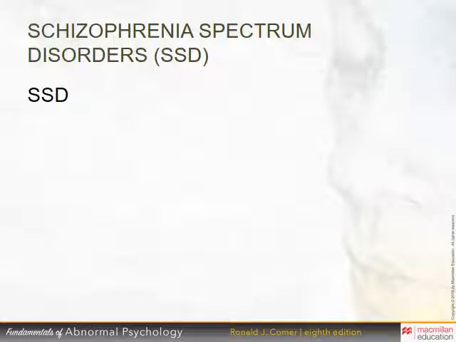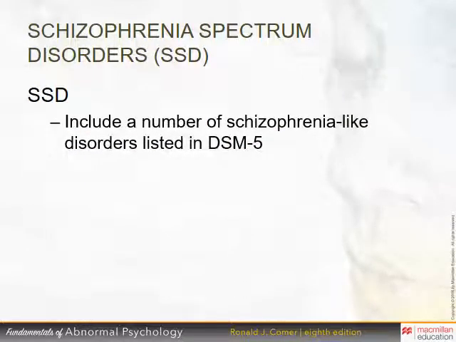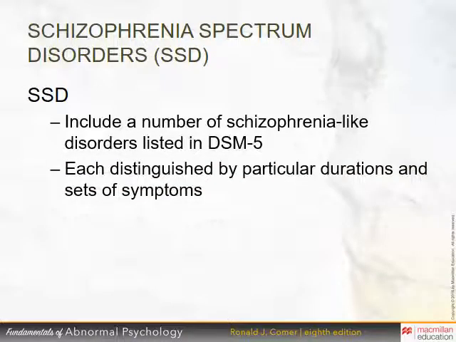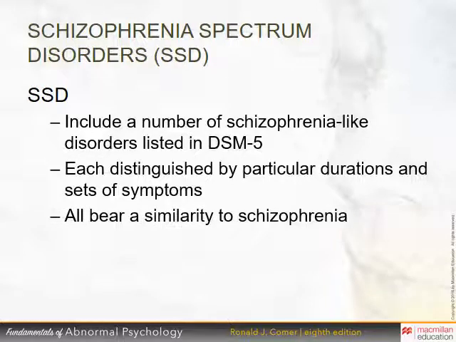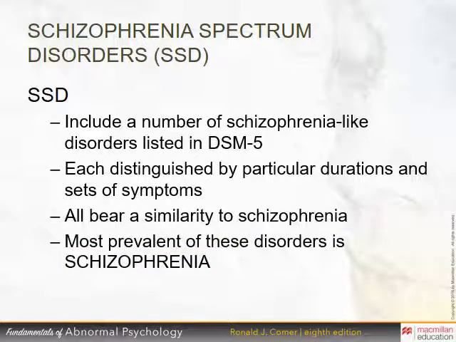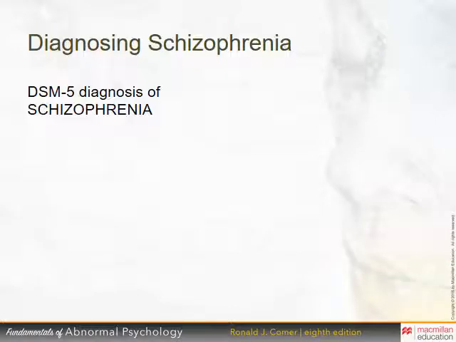So schizophrenia spectrum disorders include a number of schizophrenia-like disorders that are listed in the DSM-5. Each is distinguished by particular durations and sets of symptoms, and all bear a similarity to schizophrenia. The most prevalent of these disorders is schizophrenia.